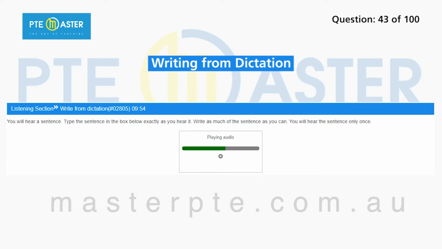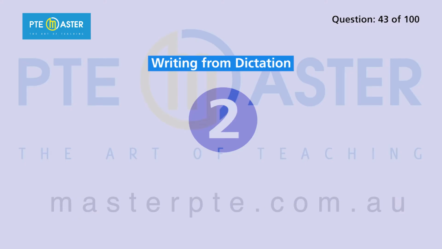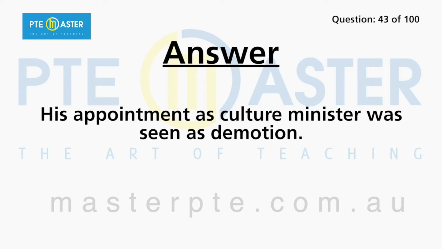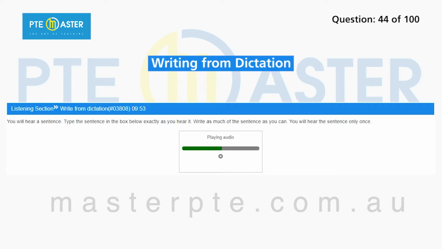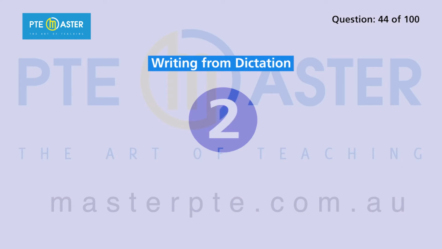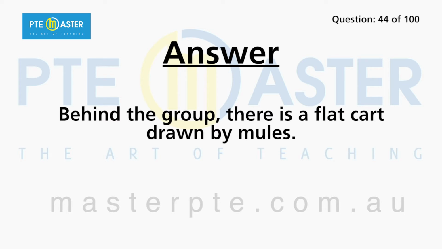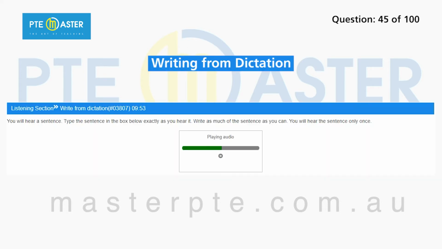His appointment as culture minister was seen as demotion. Behind the group, there is a flat cart drawn by mules. Calculators allow us to add numbers without making mistakes.